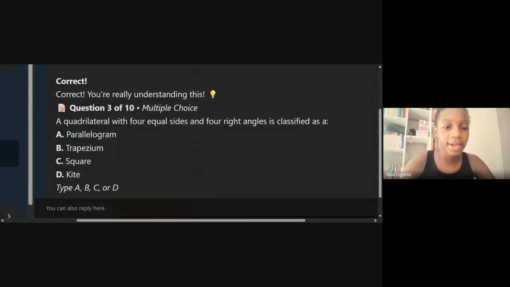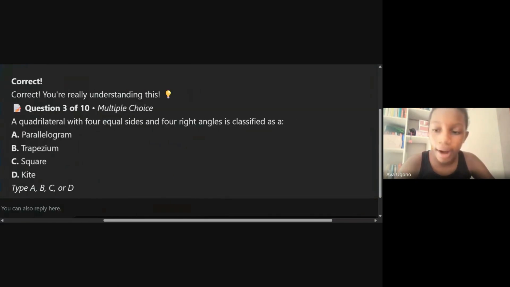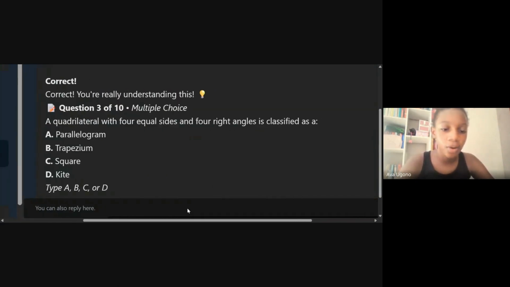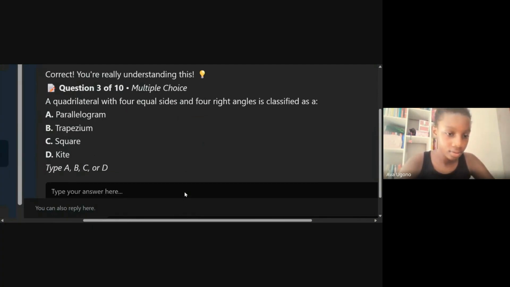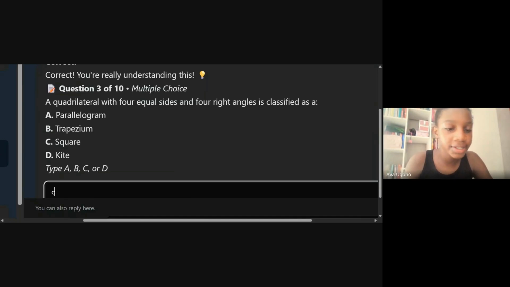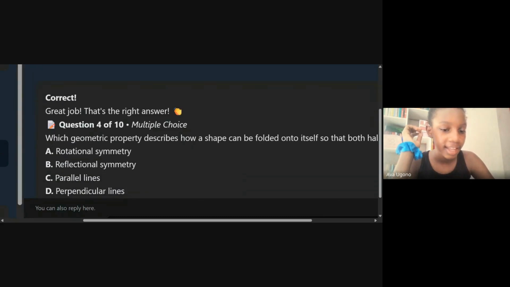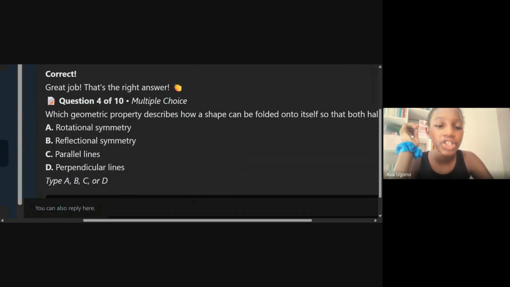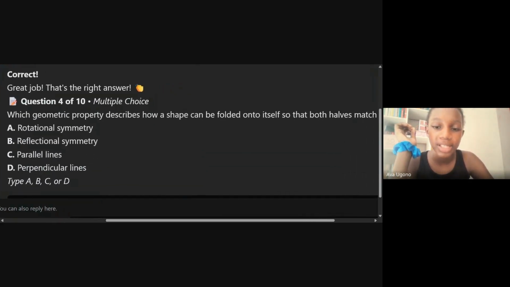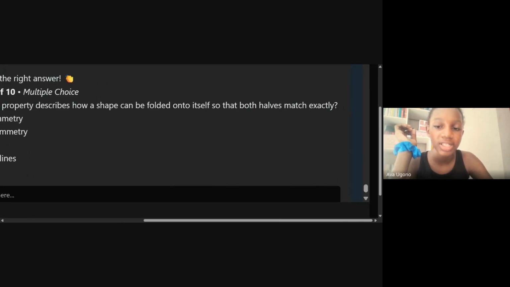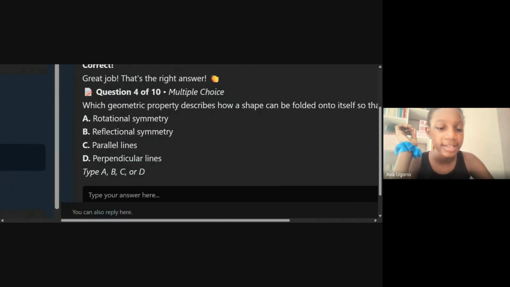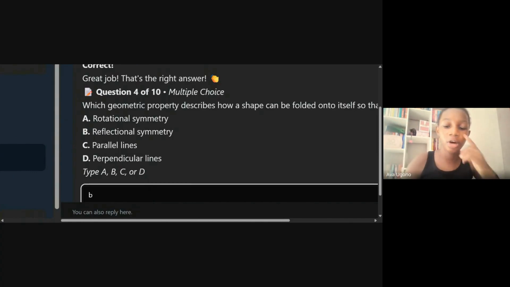That is correct. Now, a quadrilateral with 4 equal sides and 4 right angles is classified as a what? I'm going to put option C, which is a square. That is correct. Now, which geometric property describes how a shape can be folded onto itself so that both halves match exactly? That is reflectional symmetry, option B.